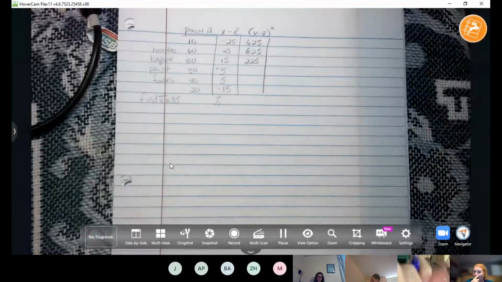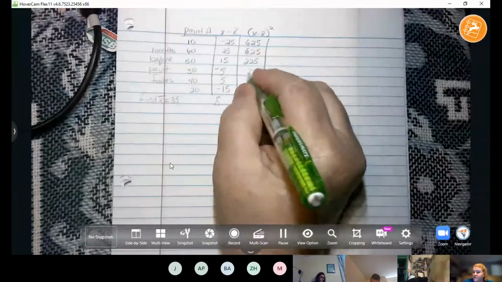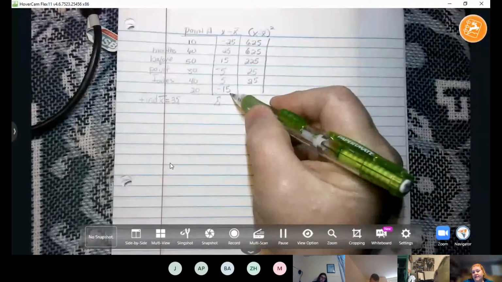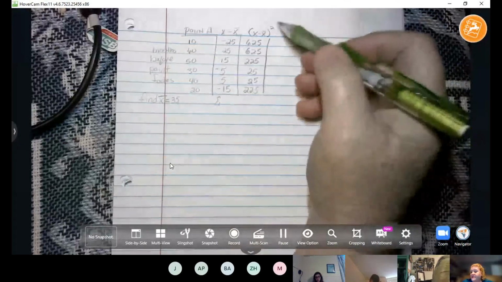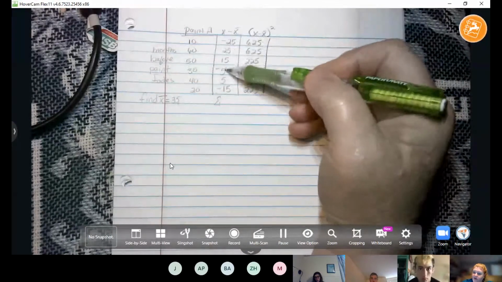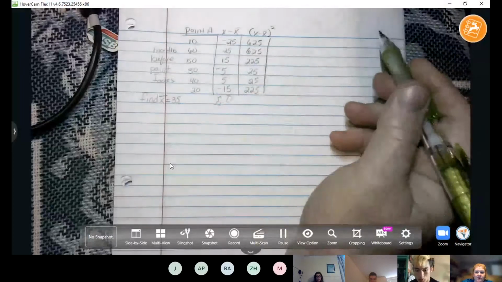I know that zooming in and out probably gives you a headache. We want to square -5, which gives us 25. We want to square 5, which gives us 25. We want to square -15, which gives us 225. And that is the only reason that square is in that problem, is to make all those negatives become positive so that we no longer get 0.